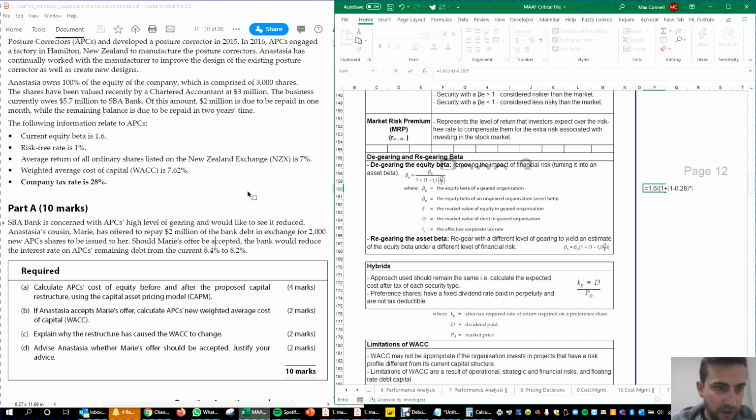So the debt currently is $5.7 million. It's up here in the question over here. So 5.7, divide that by the equity in the business. So we know that the shares have been valued recently by a chartered accountant at $3 million. So that would be the value of the equity there. So let's just put our amounts in there. And then as we can see, the de-geared equity beta is 6.76. Okay, so the next step we have to do is actually re-gear the asset beta.